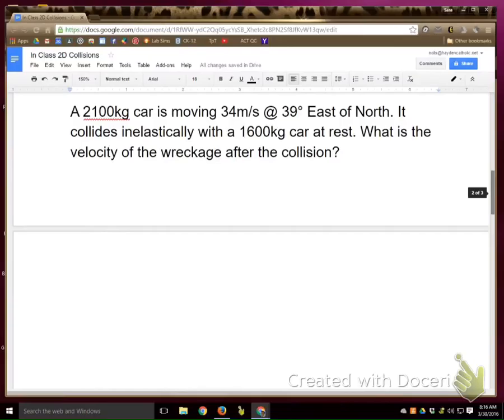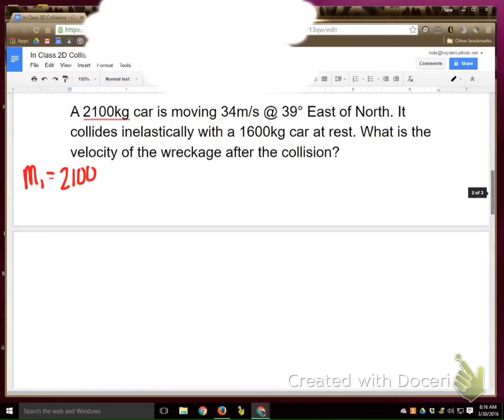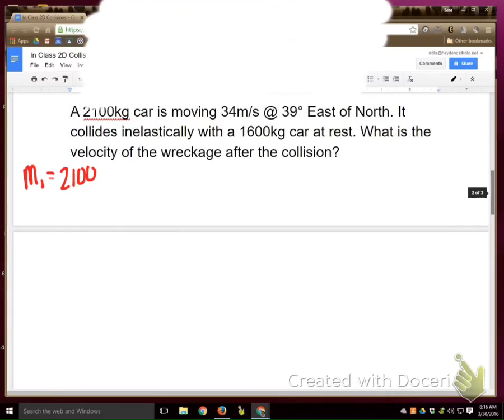All right. So what variable does our 2,100 kilograms tell us? M1. M1, good. Okay. And this velocity vector right here is going to be the first object's velocity vector. So we need to break that down. Okay, 39 degrees east of north. So I'm going to draw it here. I want it to touch the north axis. 39, it's moving 34.